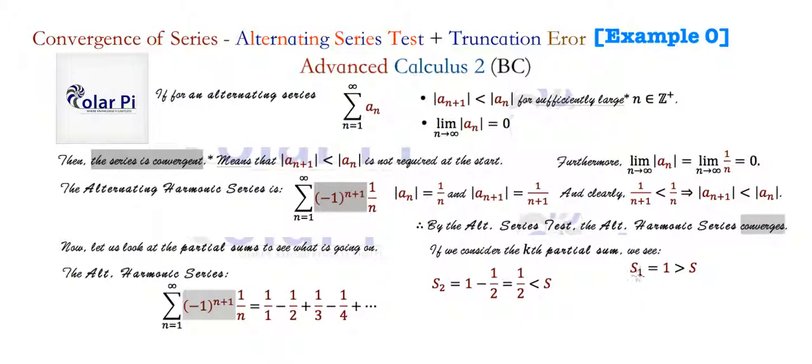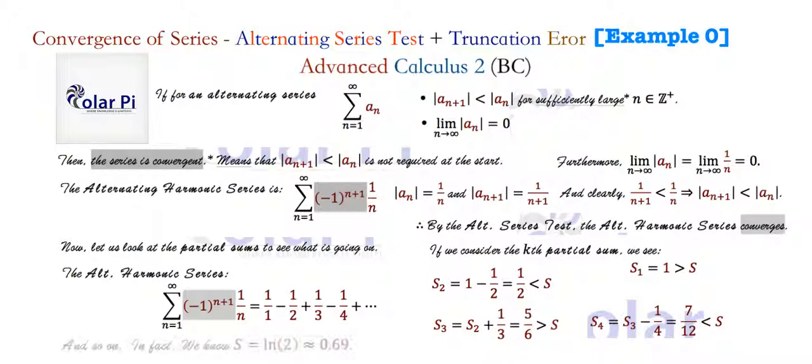And notice that S1 is greater than S, S being the value to which the alternating harmonic series converges, which is the natural log of 2, or approximately 0.69. So 1 is clearly greater than approximately 0.69, whereas S2, which is 1 half, is less than the natural log of 2. And then S3 is going to be bigger than S, or the natural log of 2, and then S4 is going to be less than S. So you get a feel for what's happening.